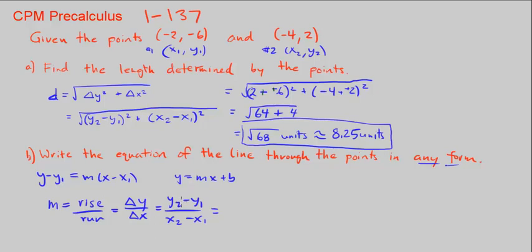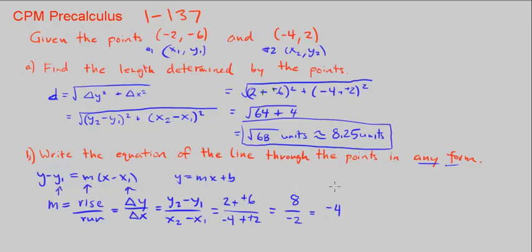So let's plug in these values. y2 is 2. y1 is -6. Divided by x2 is -4. x1 is -2. Okay, so this becomes adding because there's 2 negatives. This one is 2. So it's 8 divided by -2. If we simplify that, it's going to be -4. Okay, so our slope is -4.